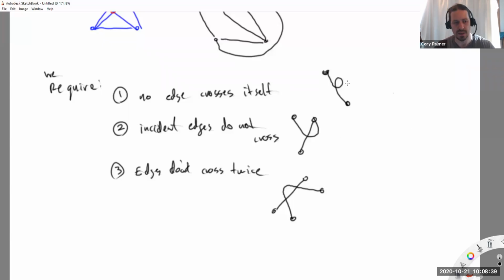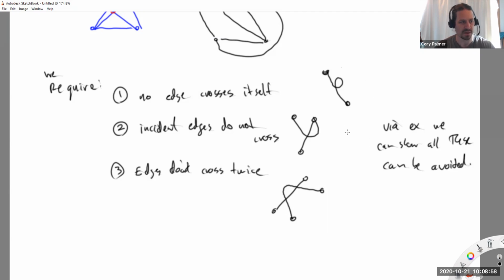Now, it's not immediately clear that you can even do this and keep the number low, but it's an exercise, right? So via exercise, we can show all these can be avoided. Not only are these forbidden, we can actually avoid them. So if I told you I have a drawing of my graph and it has the fewest crossings possible, you can rule out any of these things happening. If any of these happen, you can reduce the number of crossings, somehow getting rid of these without increasing crossings somewhere else. So that's an exercise.